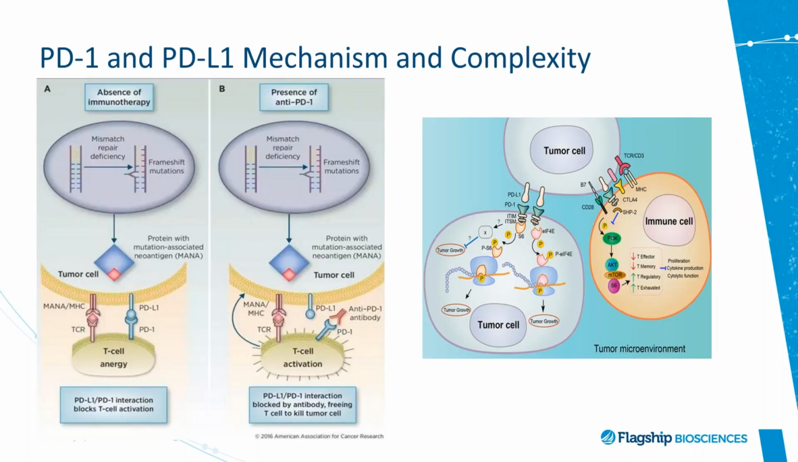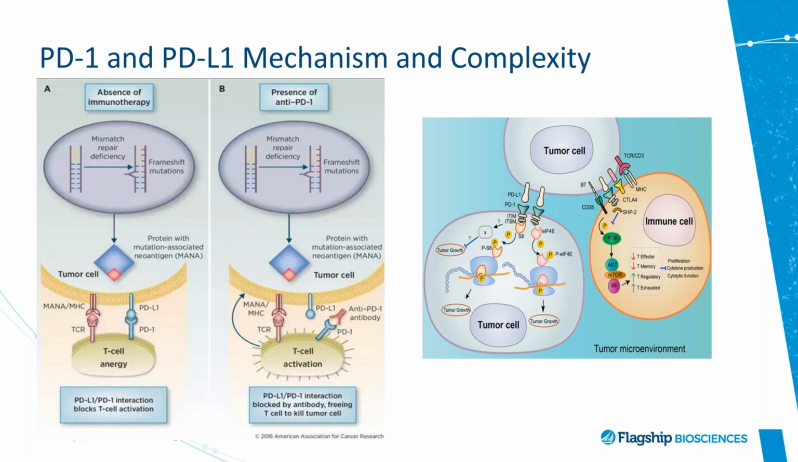As you can see from this illustration, PD-L1, PD-1 interaction occurs when the PD-1 on the T cells binds the PD-L1 on the tumor cells after the TCR has engaged the antigen produced by the tumor cells in the context of MHC molecule. These neo-tumor antigens are often the results of mutation and mismatch repair deficiency leading to frameshift mutation.